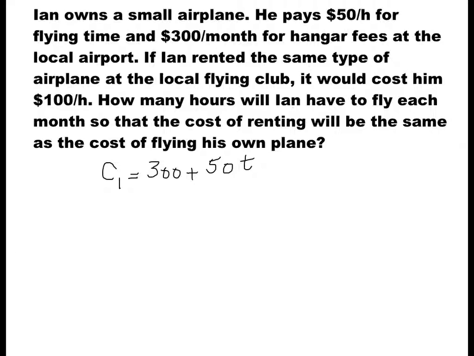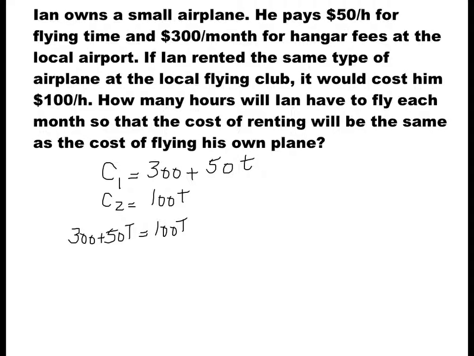If Ian rented the same type of plane at the local flying club, it would cost him $100 per hour. So C2, which is the second scenario, he's going to pay 100T. The question is, after how many hours the cost for the two scenarios is going to be equal. So this means that 300 plus 50T, which is cost 1, has to be equal to cost 2, which is 100T.